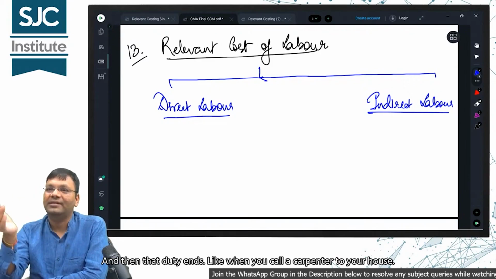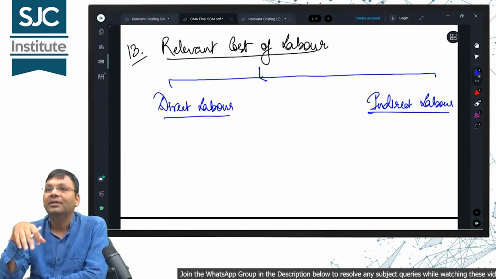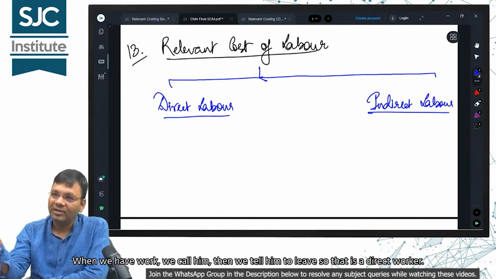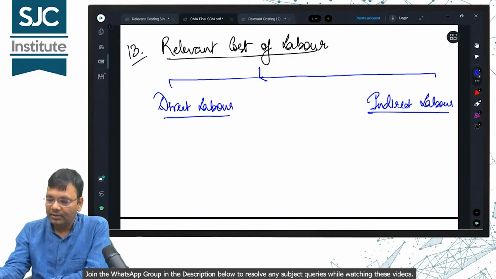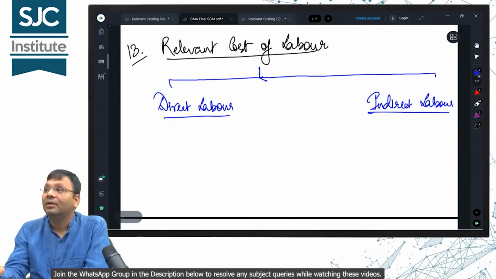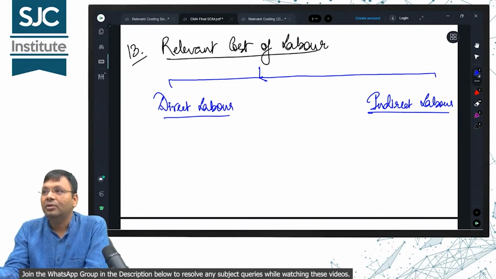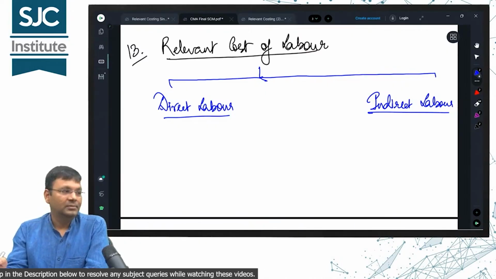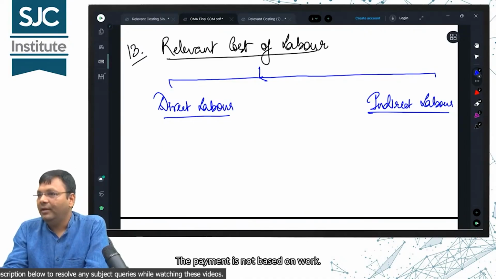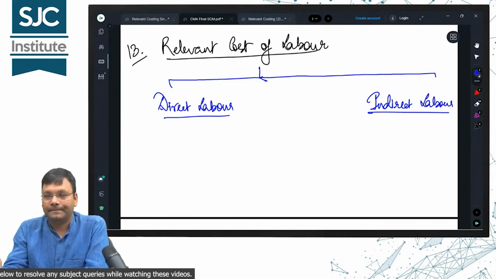And then that duty ends, like when you call a carpenter to your house. When we have work, we call him, then we tell him to leave, so that is a direct worker. What are indirect workers? Whether work is there or not, what do you have to do? You have to keep him on monthly payment. The payment is not based on work. It's monthly payment. We will keep them without any work.